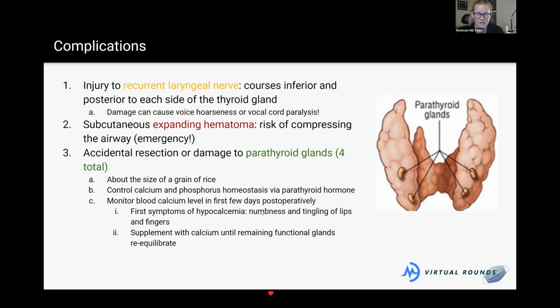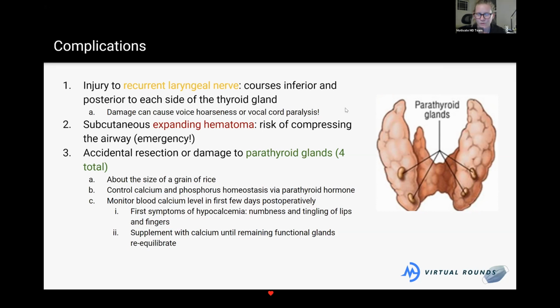The second thing I already mentioned was if you have a subcutaneous expanding hematoma, that is a risk of compressing the airways. So after we close the incision, usually the surgical team doesn't scrub out and they hang around for a few minutes to make sure that there's not a growing bruise or mass underneath the skin that would warrant opening them back up again and trying to get better control of the bleeding. Luckily, I've never seen that happen before, but it's always something that we watch out for.